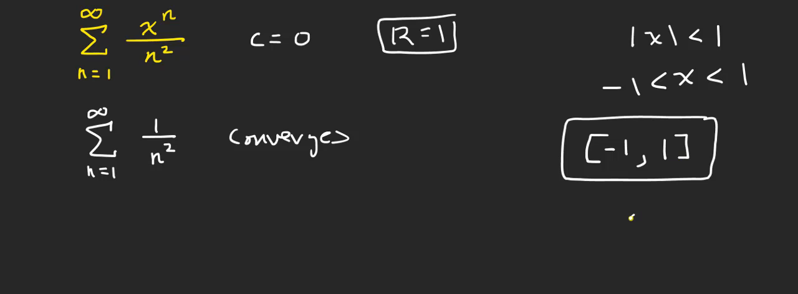So we could also write it like this. These are the same thing. So any values of x from negative 1 to 1, including the endpoints, would make this infinite series converge, meaning that this infinite series will have a finite sum.